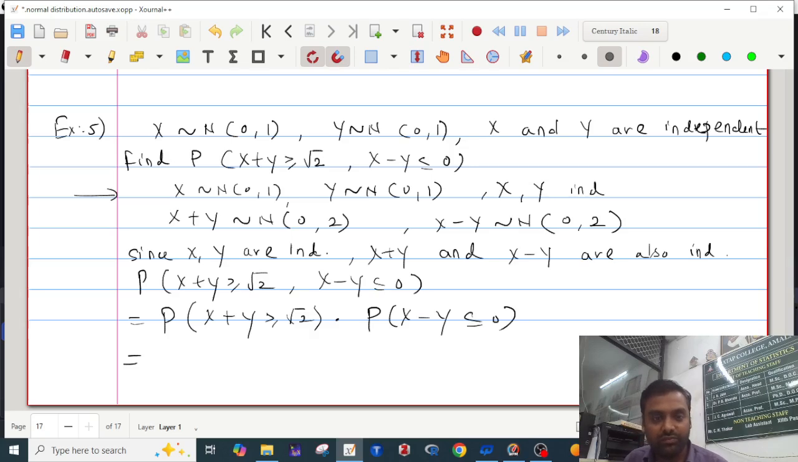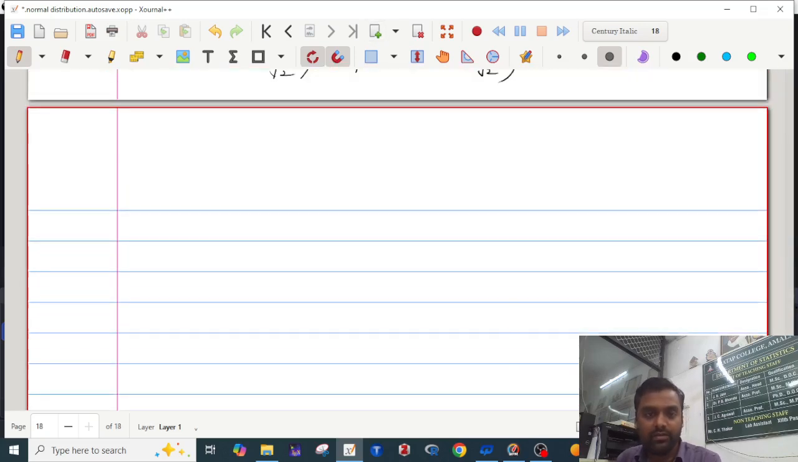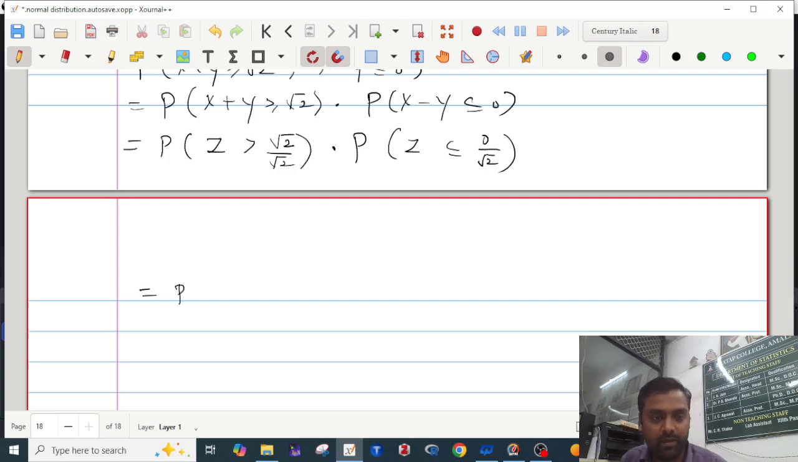So the distribution of X plus Y is normal 0 comma 2. If you standardize this, root 2 minus 0 divided by standard deviation, that is root 2, into probability of Z less than or equal to 0 minus 0 upon root 2. So this probability is Z greater than 1 into probability of Z less than 0.